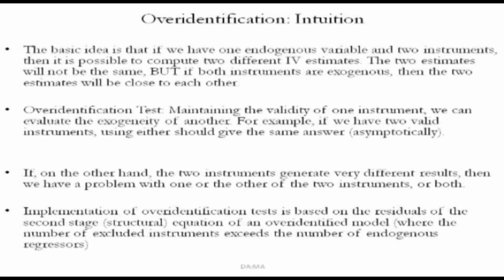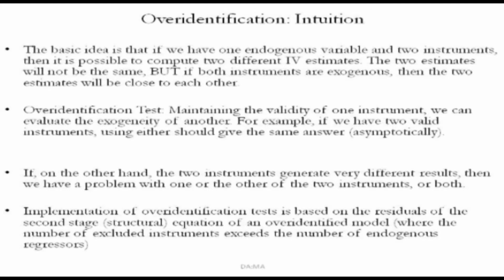The basic idea is that we have one endogenous variable and two instruments. Then it is possible to compute two different IV estimates, because you have two IVs, and hence you can have two different estimation steps and compute two different beta hats, and these two estimates will not be the same. But if both instruments are exogenous, then the two estimates are likely to be close to each other.